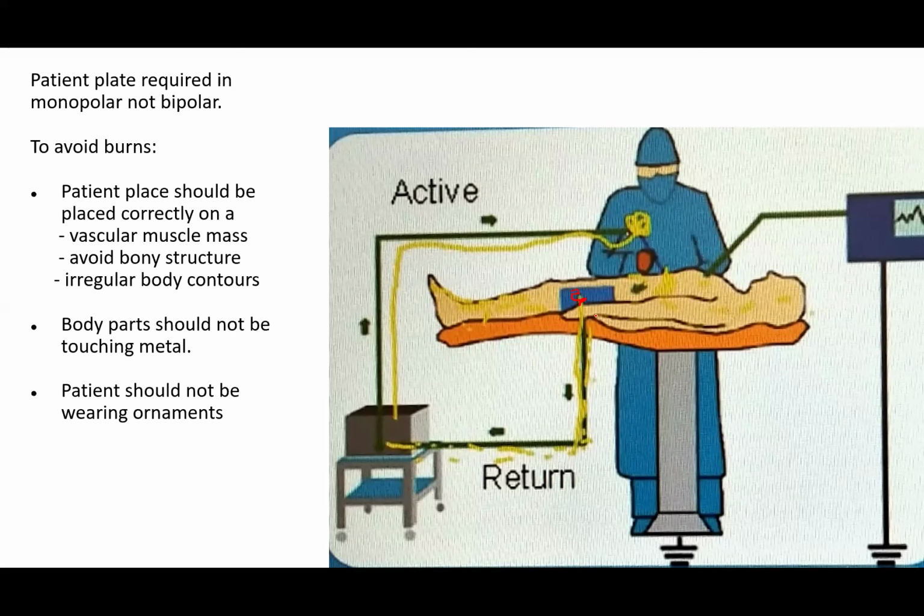and you should avoid bony structures. Body parts should not be touching metal. Sometimes you see the patient is positioned and his hand is on the armrest, so always take note of that armrest. Sometimes you see the padding fall off and the patient's hand is on the armrest and there are some nuts or metals on that armrest. So you have to be very, very careful. The patient can sustain burns. You should make sure any patient you are using an energy device on is not lying on any metallic object. The patient should not be wearing ornaments, okay?